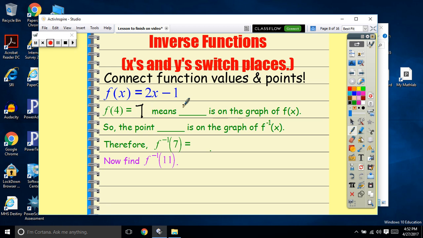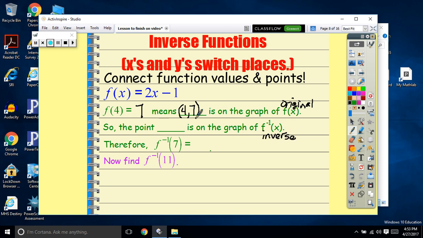That means that the x value 4 and the y value 7, remember 4 is an x because that's what I plugged in, 7 is a y because that's what I got. It is on the graph of f of x. Now f of x is the original function. This f to the negative 1 of x, you say f inverse of x. So this is the way I list the inverse.